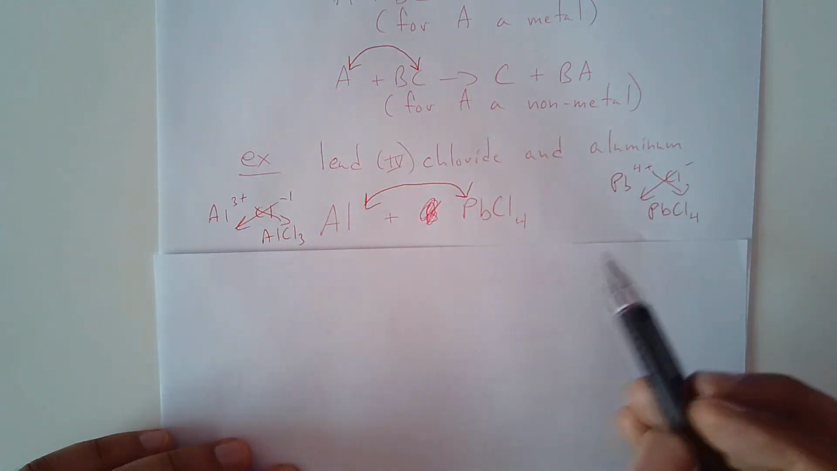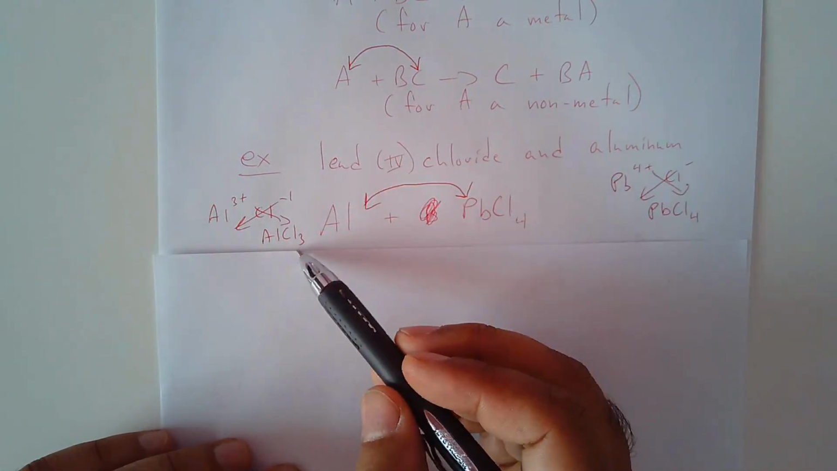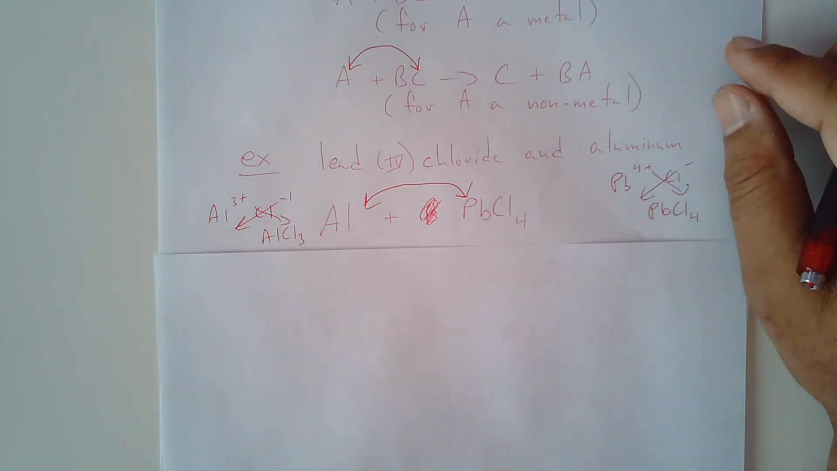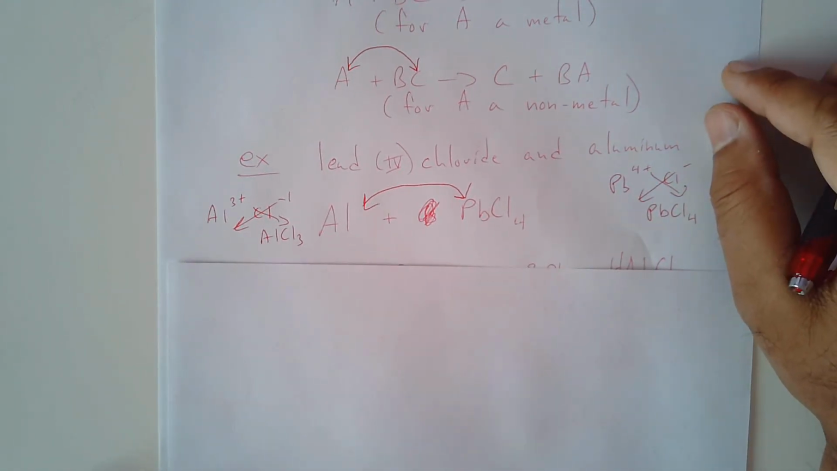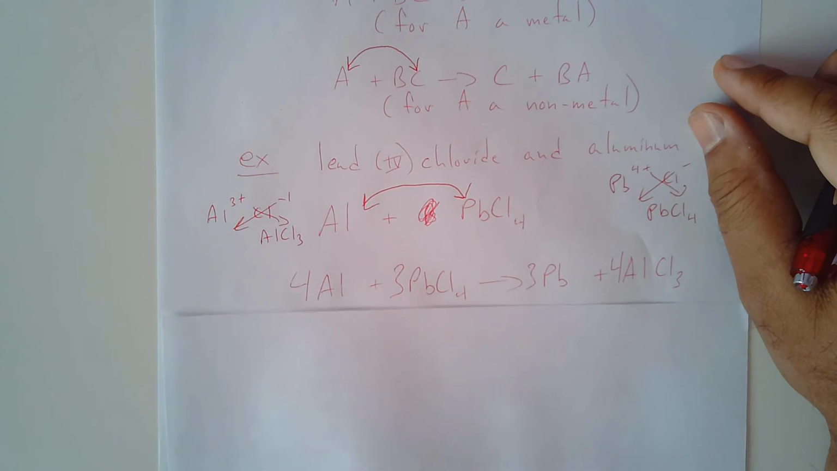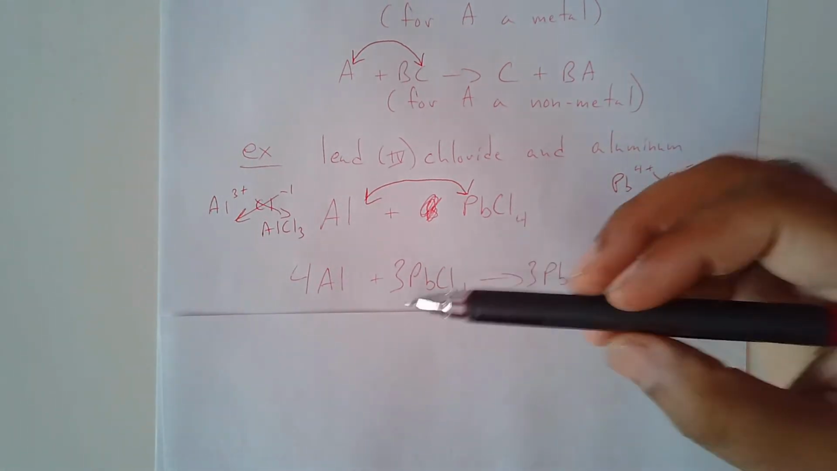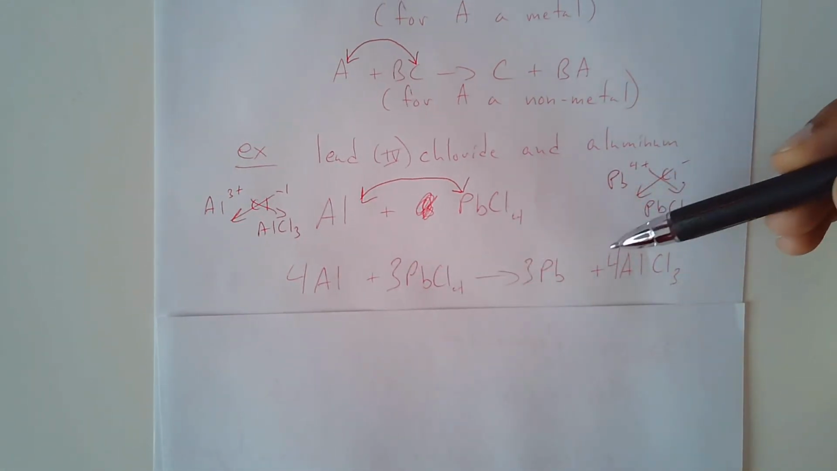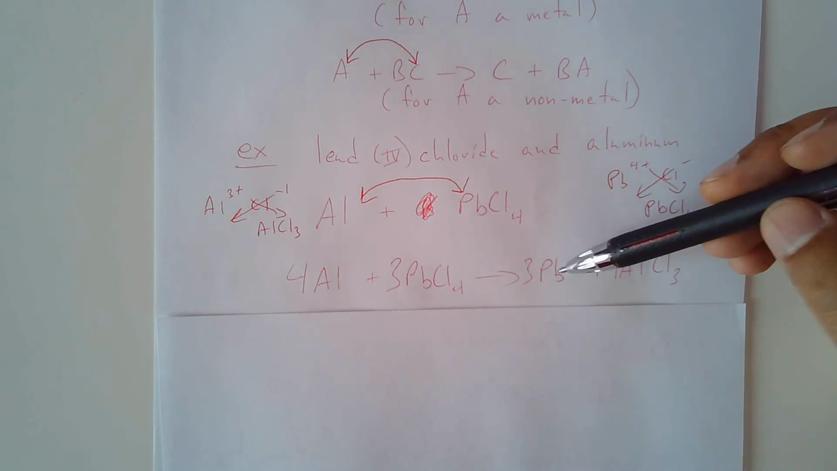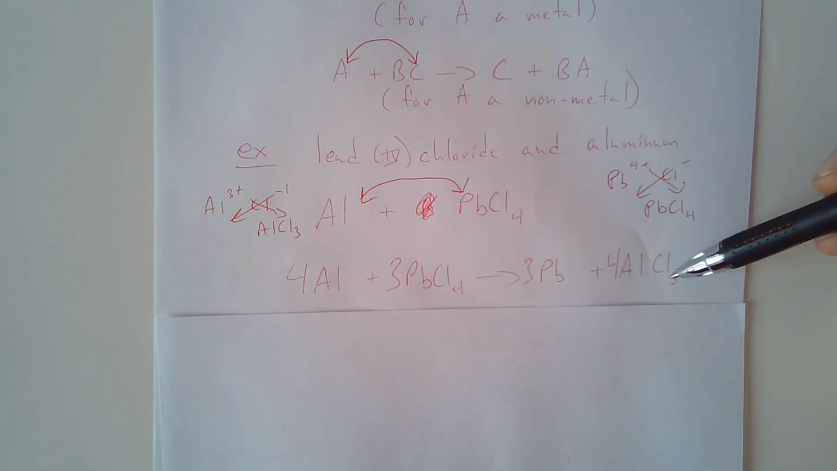So notice you've got PbCl4 and AlCl3. The chlorine combines differently with lead and aluminum because they have different combining capacities. Okay, and so there's our reactants, aluminum and lead 4 chloride. There's lead by itself now, and then there's aluminum combined with the chlorine. And then again, we've got to balance that out.